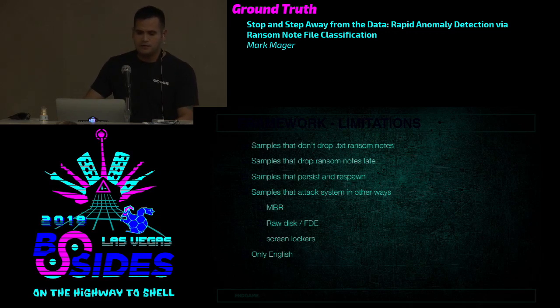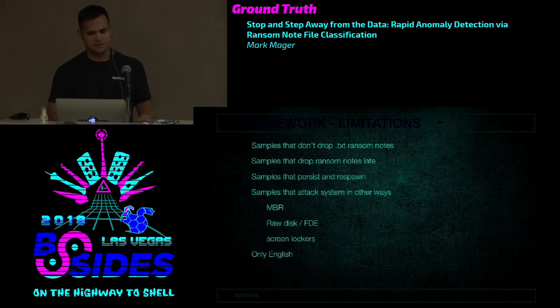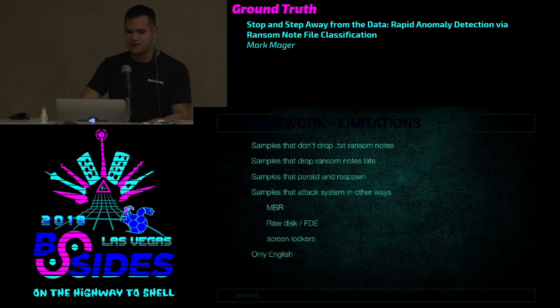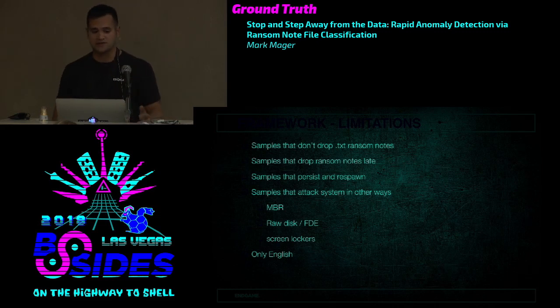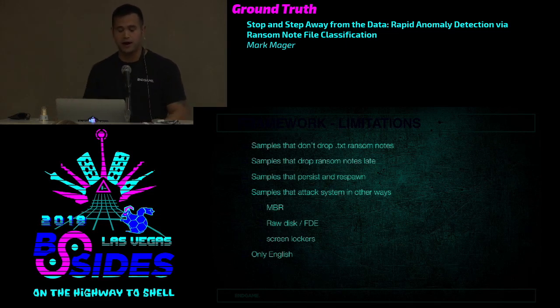And then to get into a wider problem, there's definitely samples that take a different approach to ransomware. There are ones that attack the system in different ways besides encrypting individual files. Some will corrupt the MBR, overwrite the bootloader. They'll do a more full disk encryption, raw disk based approach, or some are just simply very annoying screen lockers, which will make it impossible to log into Windows without actually corrupting the files in any way.